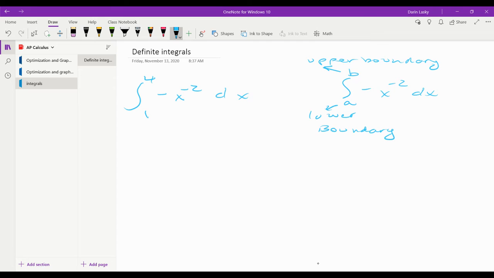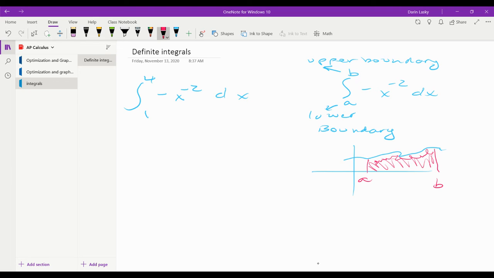Something we're going to learn later is, let's just assume that we have some function that looks like this. Doesn't matter what it looks like. And we have a lower boundary of A and an upper boundary of B. What we're really finding when we find the integral of this piece is the area under the curve. We'll get to that a little bit later. So we're finding the area under the curve.